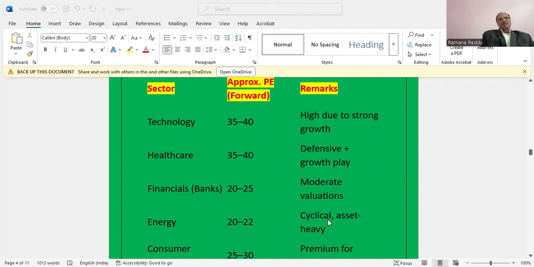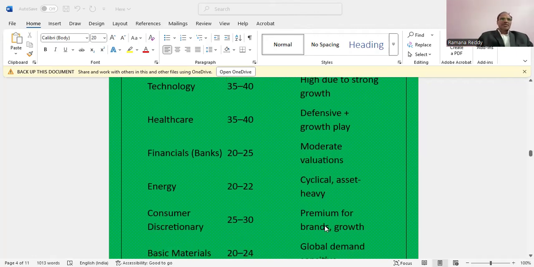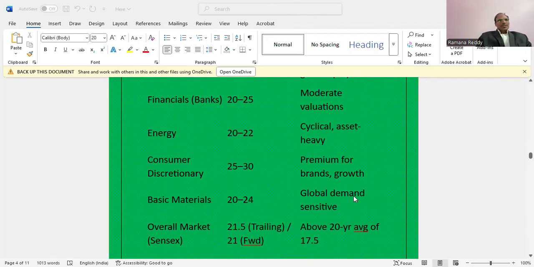Financials, banks, approximate forward PE is 20 to 25. Moderate valuations. In the energy sector, 20 to 22, that is approximate forward PE. Cyclical, asset heavy. These are the remarks. Consumer sector, 25 to 30. Consumer discretionary, 25 to 30. Premium for brands, growth. And basic material sector, 20 to 24.